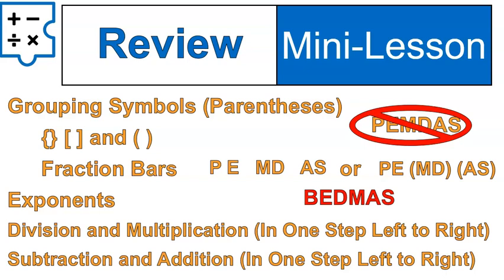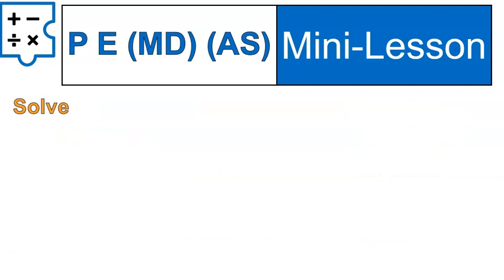B-E-D-M-A-S. All right, so division, multiplication, the D and the M, that step, they were swapped from the please excuse my dear Aunt Sally you might have seen before. That's because they are in order from left to right. There is not a specific division gets done first, multiplication second, or vice versa. Now let's actually get into solving.